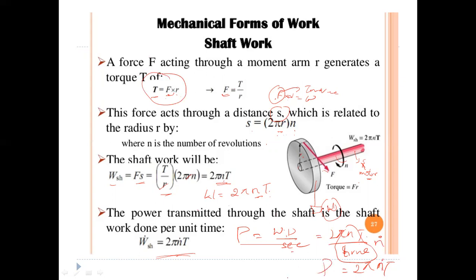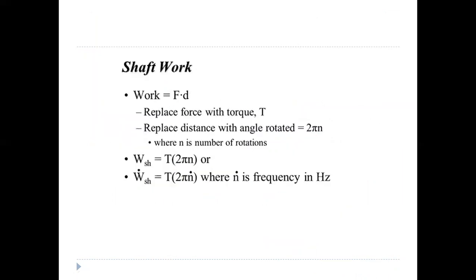So this is one of the forms of work done. Among the mechanical forms of work, shaft work is one form of work. We write the formula for work as work is equal to force into distance. Force can be written as torque divided by radius. If you replace that, we get 2 pi N T, and W dot, which is equal to power here, is equal to 2 pi N dot into T. So that is the difference between work and power.